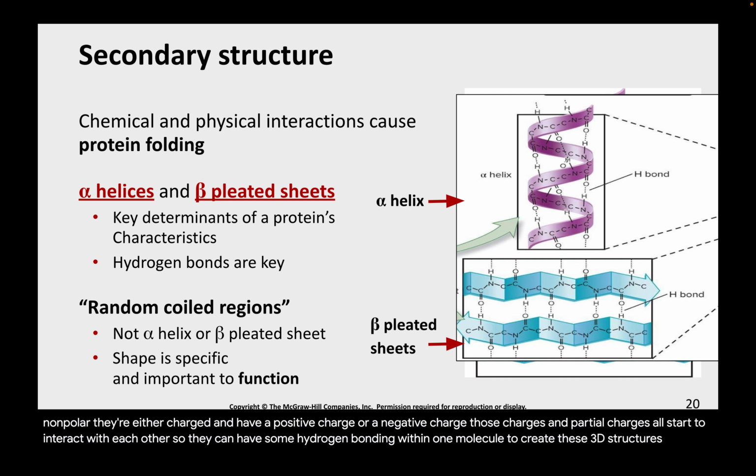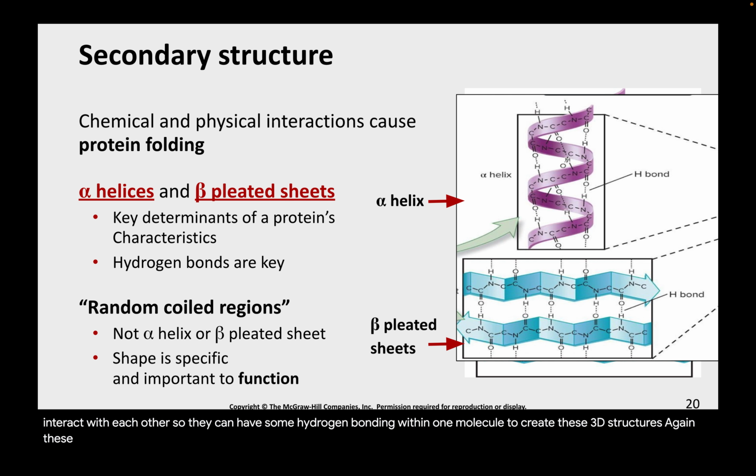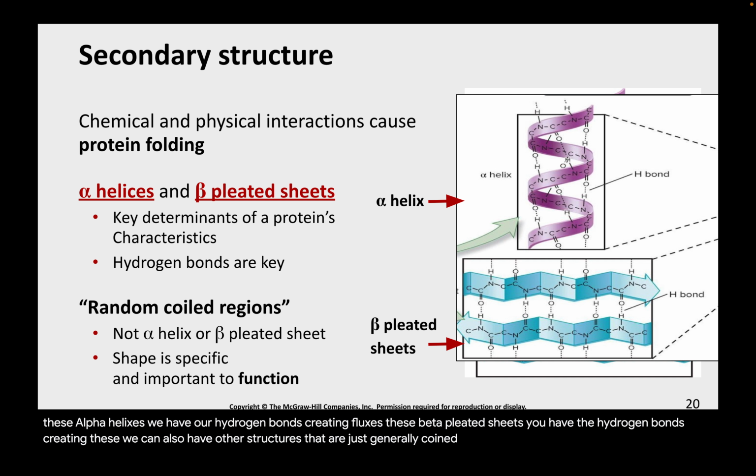Okay. So again, these alpha helices, we have our hydrogen bonds creating these helices. These beta pleated sheets, we have the hydrogen bonds creating these pleated sheets. We can also have other structures that are just generally coined randomly coiled regions. But these are the two most prominent that we see.